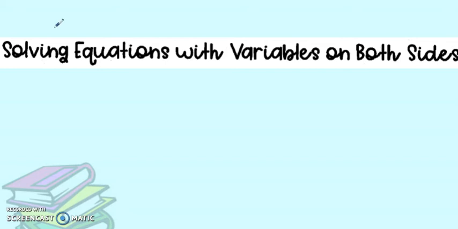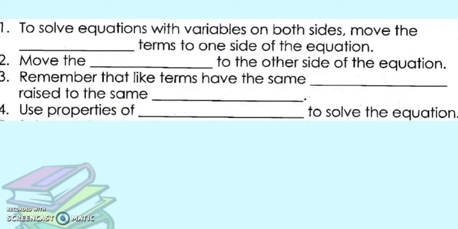Solving equations with variables on both sides. To solve equations with variables on both sides, we need to move the like terms to one side of the equation. We will move the constants to the other side of the equation.